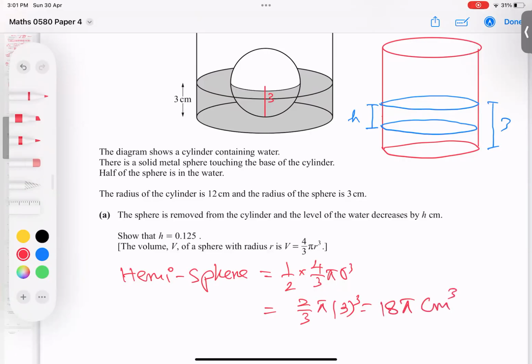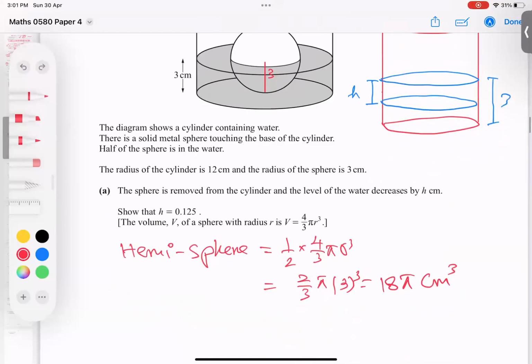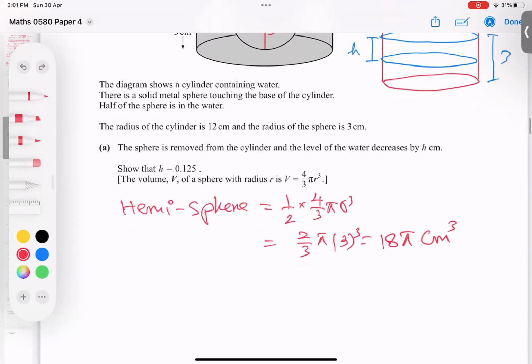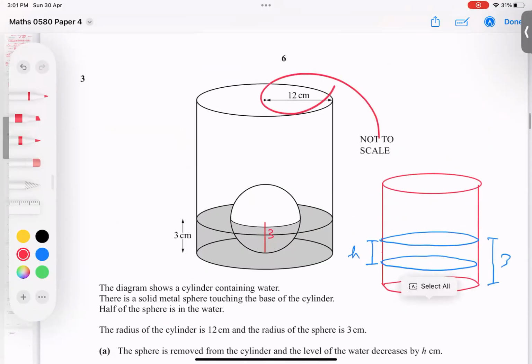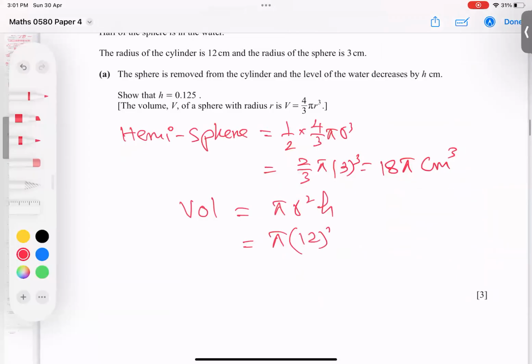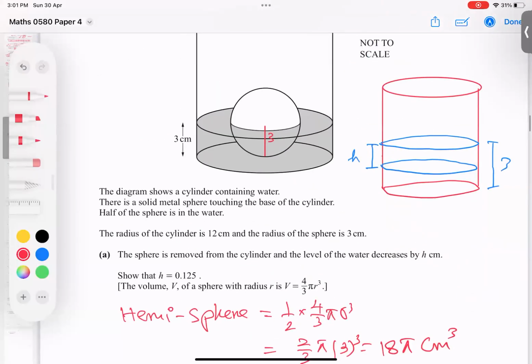Centimeter cubed. This is water, this is a sphere. When you bring the sphere outside, this much water will be removed. Actually we are removing the hemisphere, but indirectly the volume of the hemisphere is going out. The volume of a cylinder formula, as all of you know, is pi r squared into h. The radius of the cylinder is already given here, 12 and 12. And this height, as I said before, however much water goes out, the level goes down by the same amount.